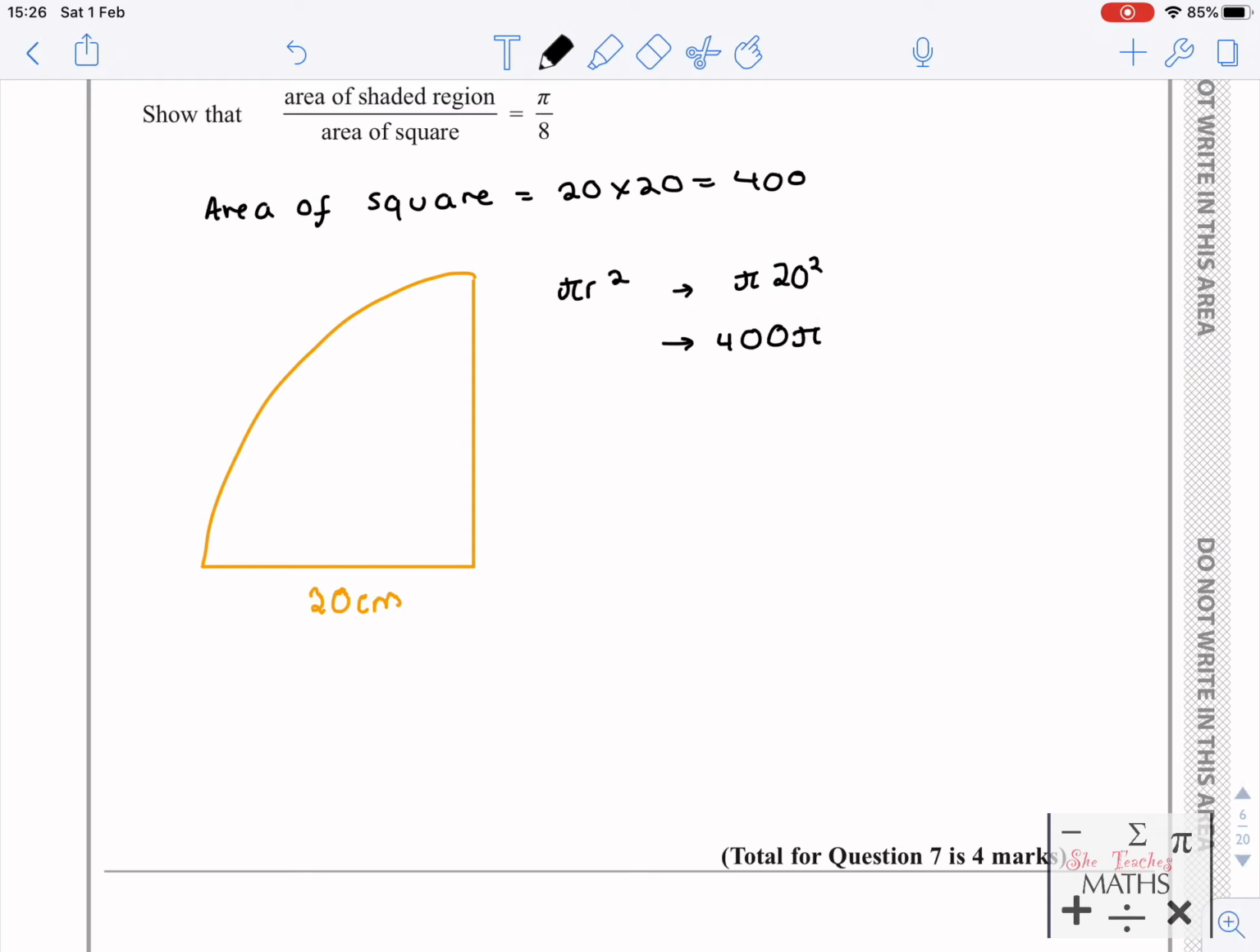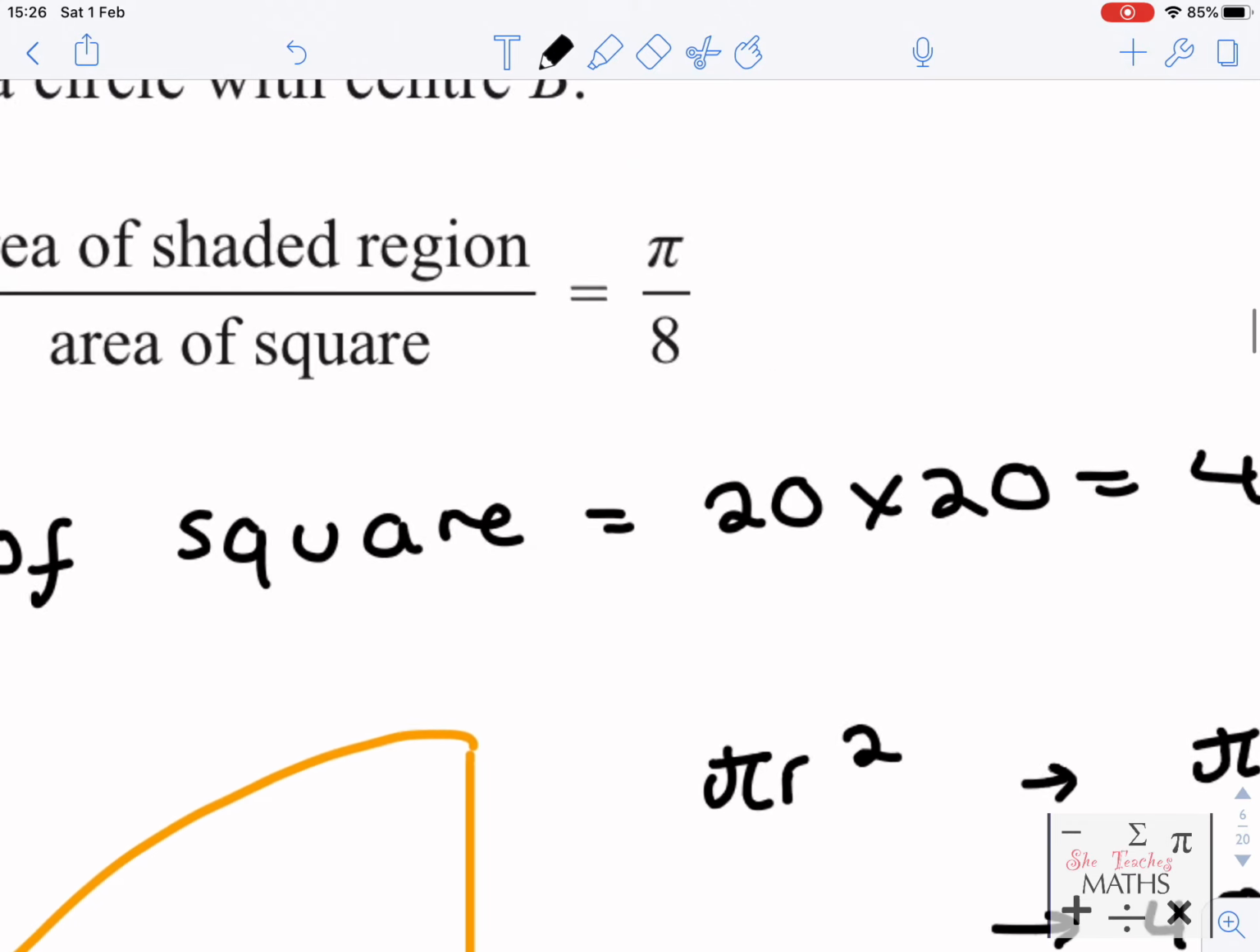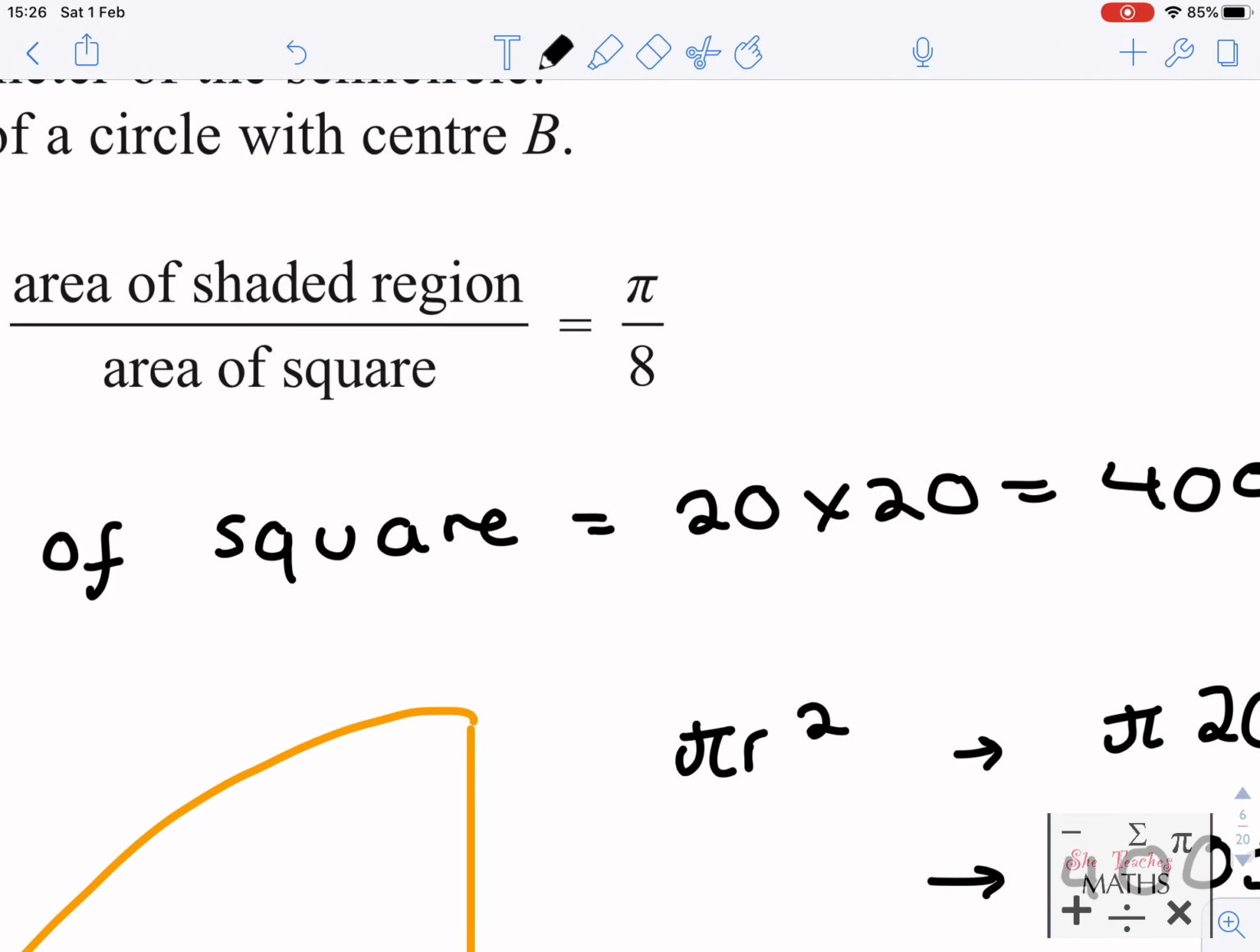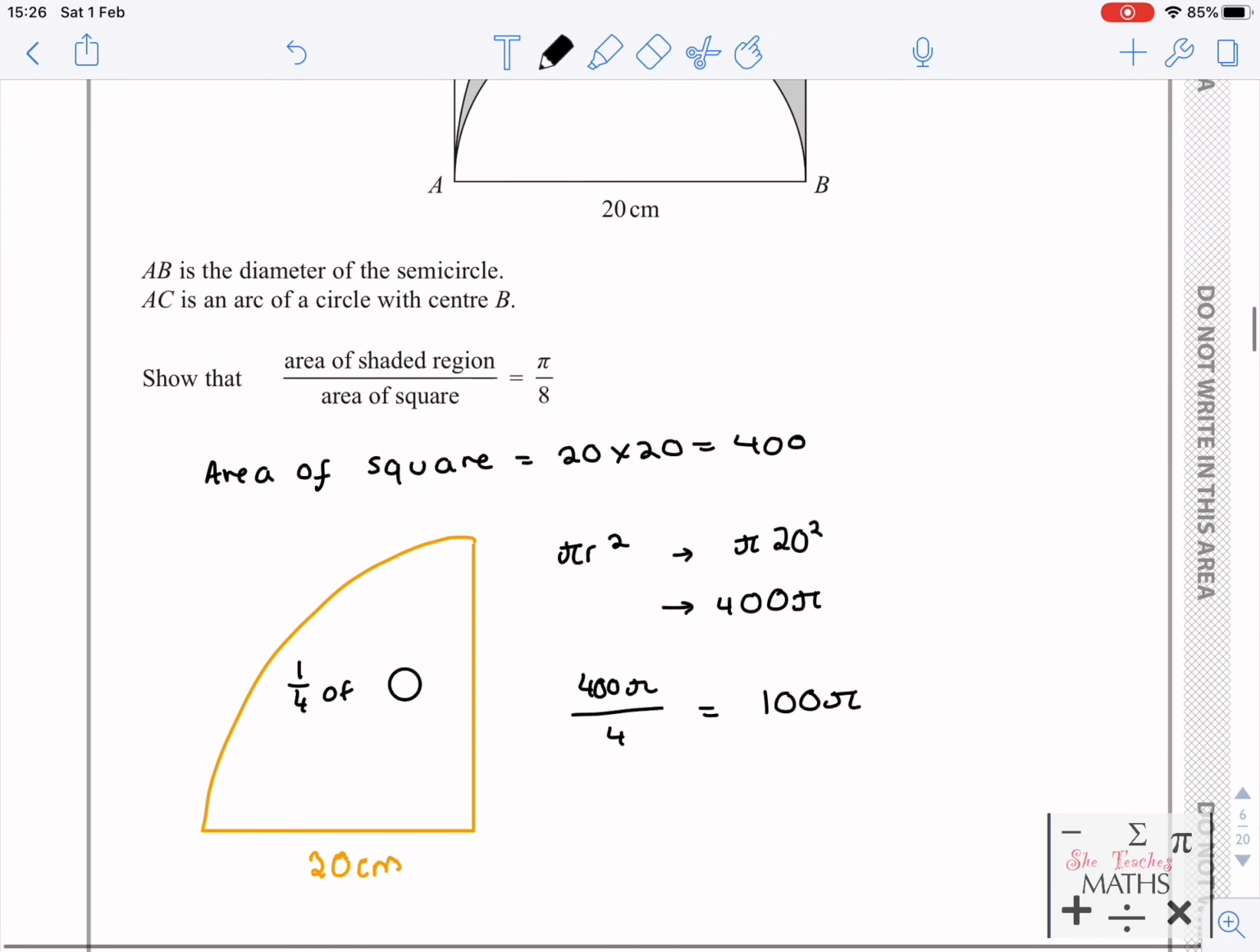But remember, that is the area of the entire circle. Over here, we've only got a quarter of the circle, so we've got to divide 400 by 4. So 400 pi divided by 4 is 100 pi, and you've got to leave this answer in terms of pi because this is a non-calculator paper, and also they're asking us to show that the answer would be pi over 8, so they've left it in terms of pi. So don't think, oh, we need to multiply by 3.14 or anything like that.